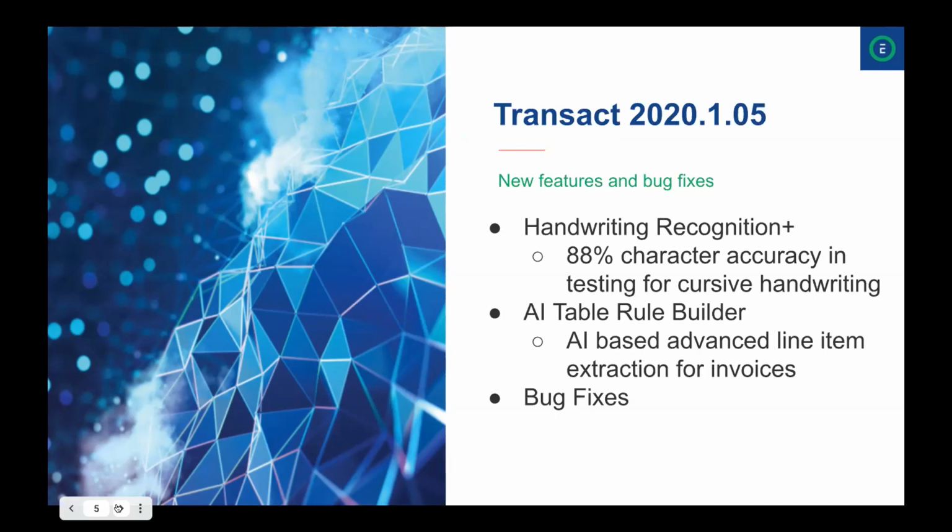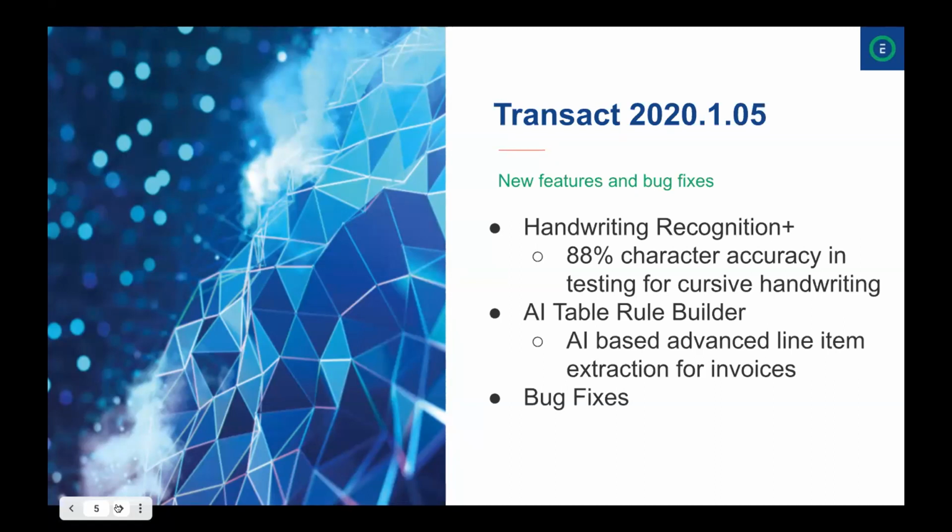Now, the second bit of functionality is called the AI, for artificial intelligence, table rule builder. If you're familiar with Transact, Transact uses machine learning to recognize document types, and then we use a rule-based approach to actually extract the data off of those business documents. What you want to extract off the document really depends on you and your use case. Typically, we will work with customers or prospects to set up these rules so that customers get the data off the documents that they want.